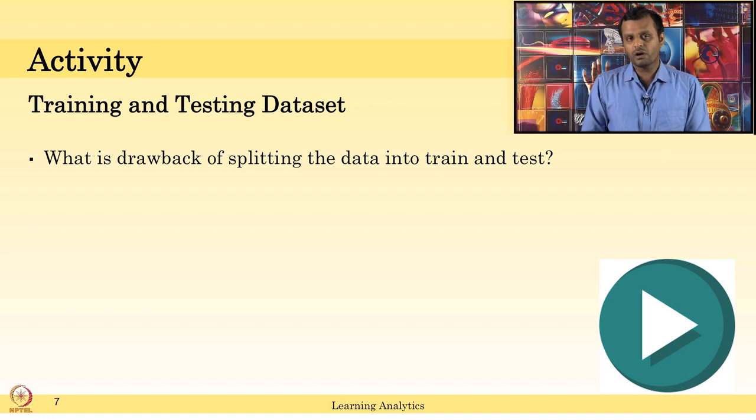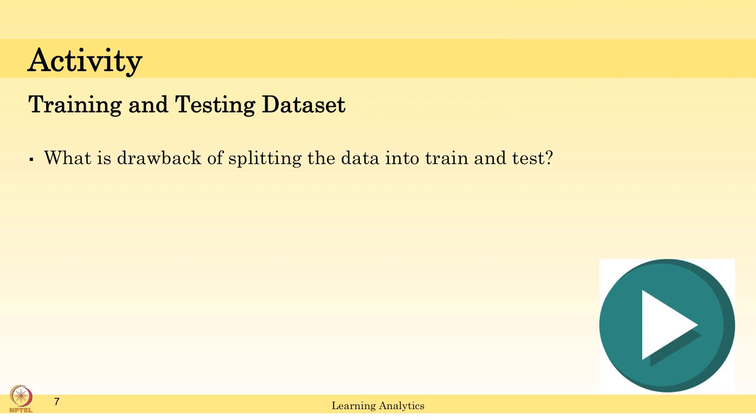So, you saw that we can split data into train and test. Do you think there is a drawback in splitting data into training and test, just 2/3 and 1/3? If you think so, what is the drawback? Just note down your answers and resume the video to continue.